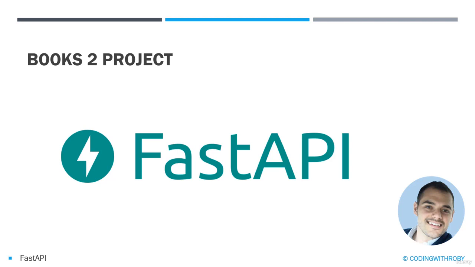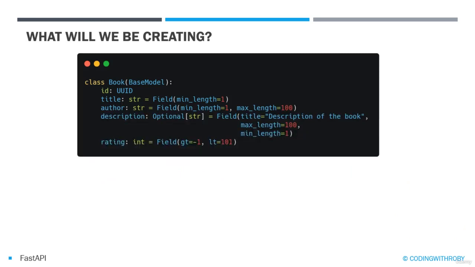And in this lecture, we will be going over the Books 2 project. What will we be creating in Books 2? Well, we will be creating a real Python object that handles all components of a book. This includes an ID of type UUID, a title of type string, an author of type string, a description of type string, and a rating of type integer.